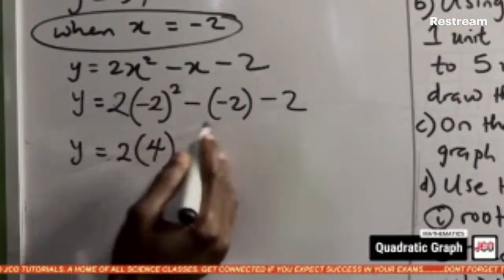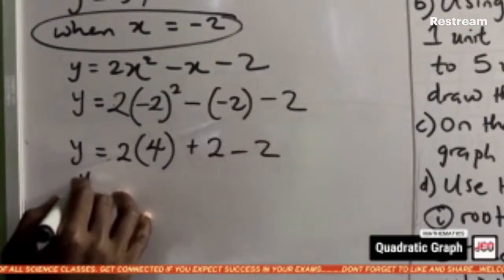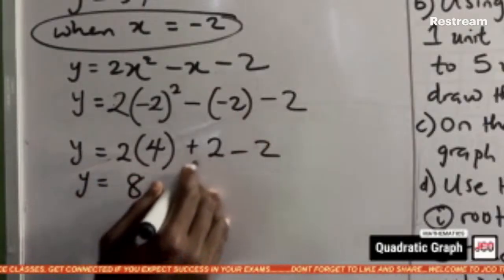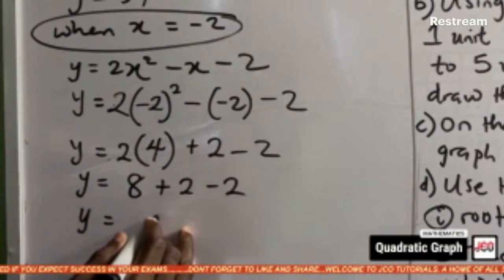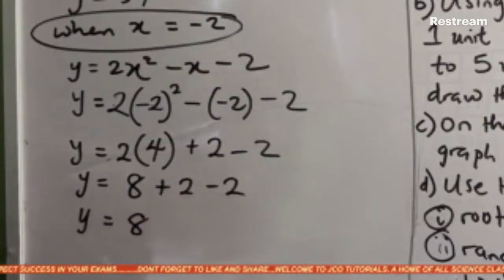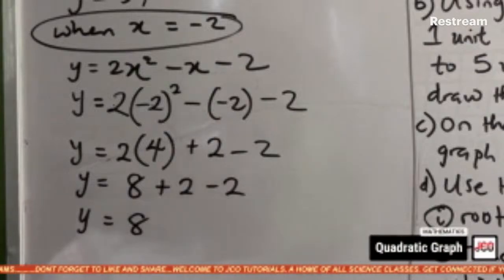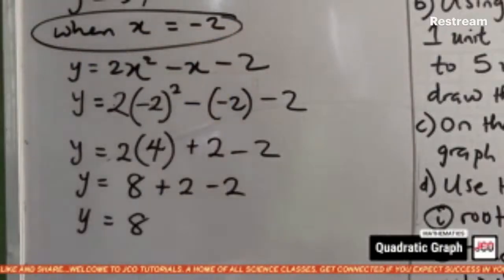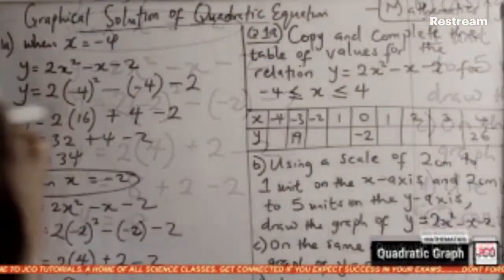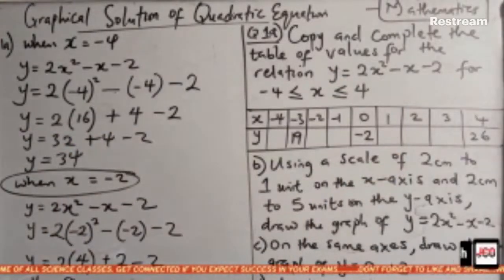-2 squared is 4. Minus times minus is plus 2, minus 2 there. 2 times 4 is 8, plus 2, minus 2. 8 plus 2 is 10. 10 minus 2 is 8. So that's the second value of y, when x is -2. Moving on further now, we want to calculate the next one. When x is, sorry, this is -1. When x is -1, then when x is 1 and 2 and 3.